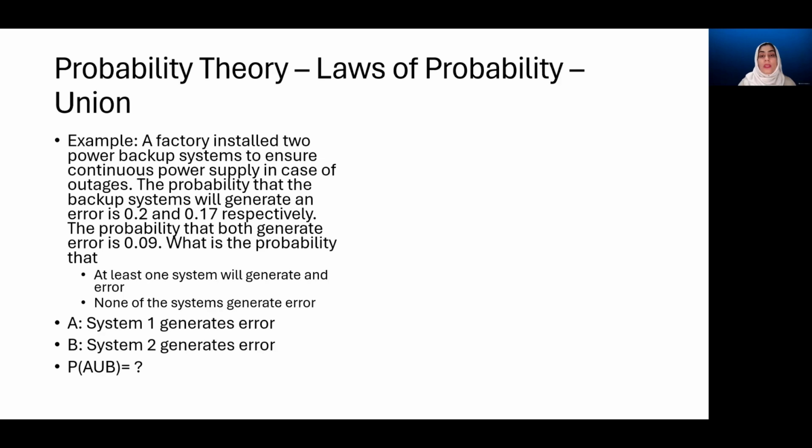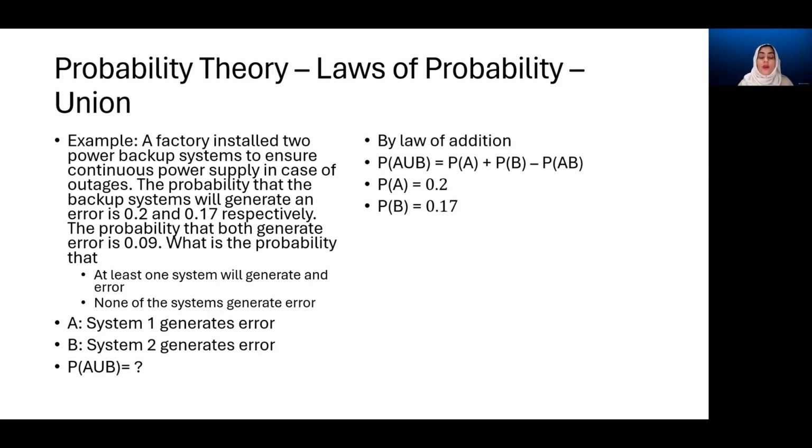So the probability of A union B can be found with the help of the law of addition. P of A union B is P of A plus P of B minus P of A intersection B. Probability of A is 0.2, probability of B is 0.17, and the joint probability of A and B, which corresponds to the event that both of the systems generate error, is 0.09 as given in the data. So now the probability of A union B, or the event that at least one of the systems will generate an error, is 0.2 plus 0.17 minus 0.09, which gives us 0.28. So there's a 28% probability that at least one of the systems will generate an error.